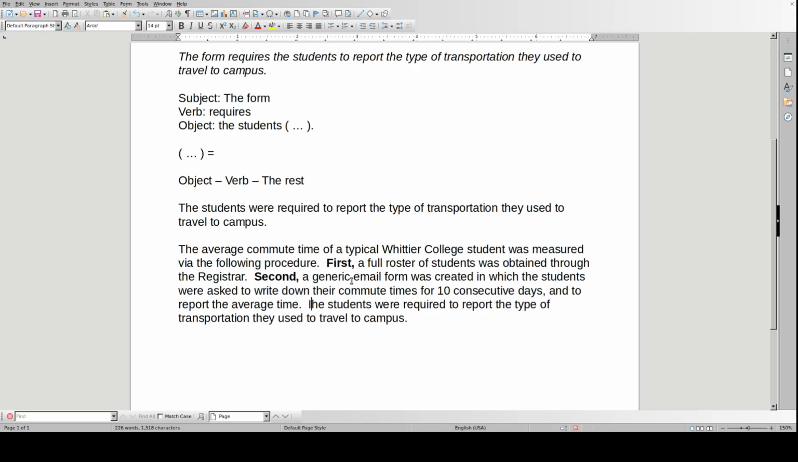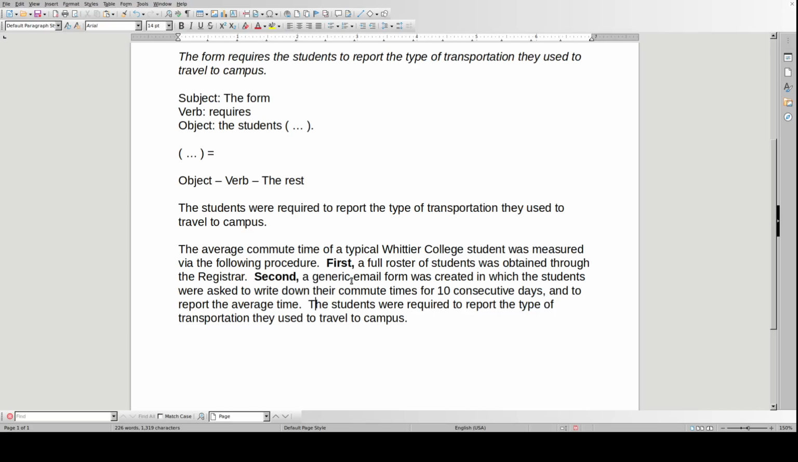You might want to say something like, in addition, the students were required to report the type of transportation they used. You could also say additionally, the students were required to report. I think those are nice. Those are kind of fancier ways of joining the two sentences under the second general procedure, because the first sentence is about the generic email form and the average time, but it needs to be joined to this latest sentence: the students were required to report the type of transportation.